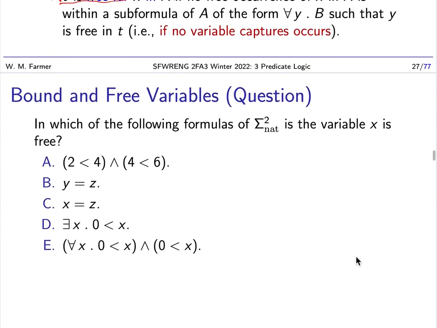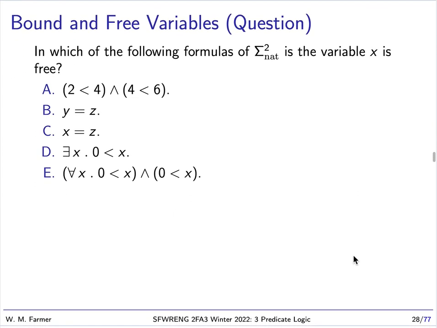Okay, so I have a question for you. In which of the following formulas of this signature NAT is a variable x free? I'll give you a moment to think about this.